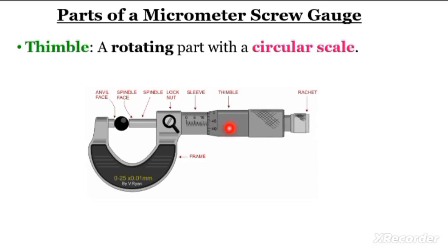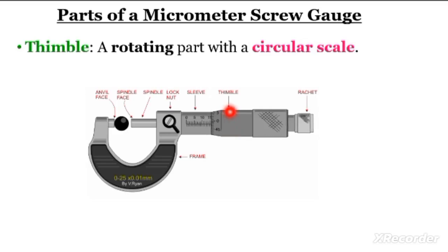Thimble is made up of a circular scale. So the circular scale is obtained from the thimble scale. So here is the thimble scale.